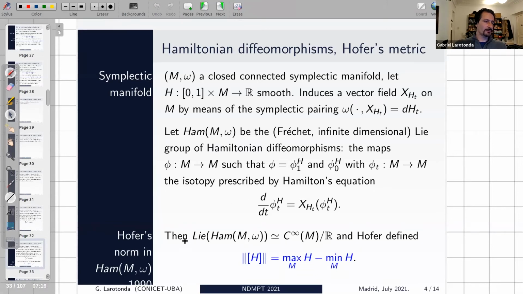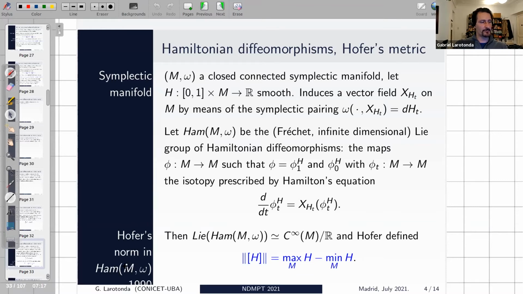And the norm introduced by Hofer in the 90s is this one. You take the maximum over the manifold M of the function H, then subtract the minimum, and this defines a norm in the Lie algebra of this group, which is, as I mentioned before, the quotient of the smooth functions on M divided by the constants, right? Because constants here have a zero norm. And in fact, it's easy to see that two functions that differ by a constant would induce the same vector field.